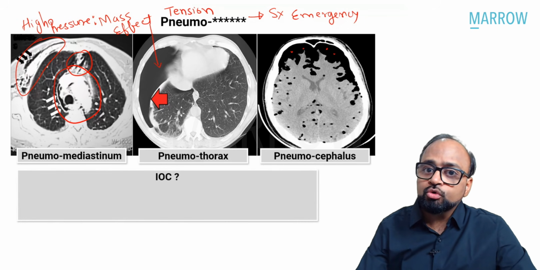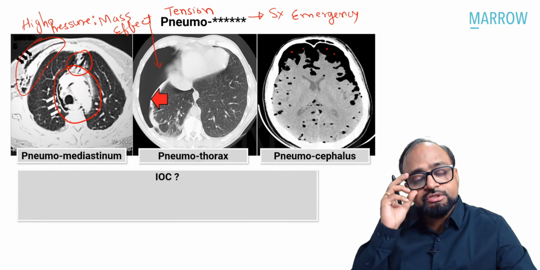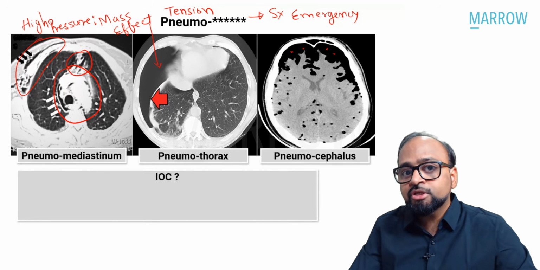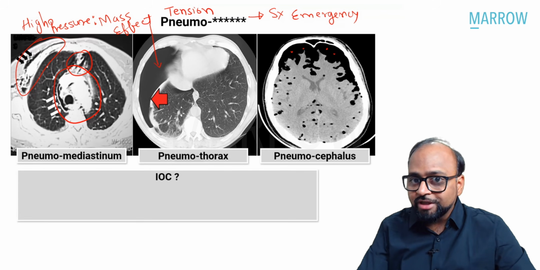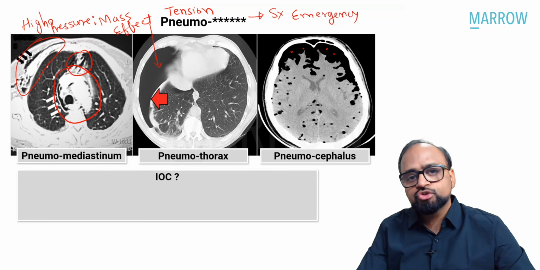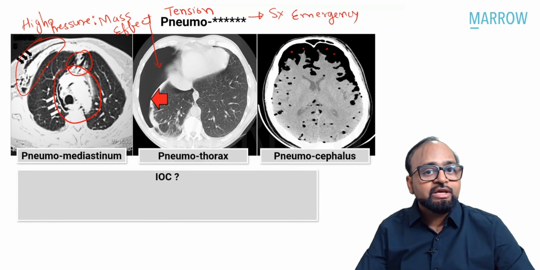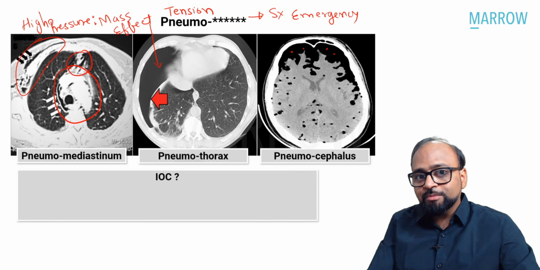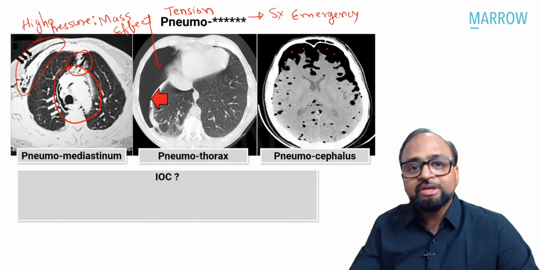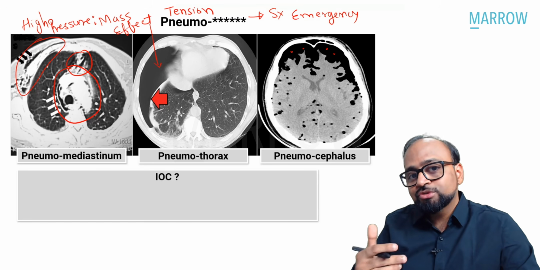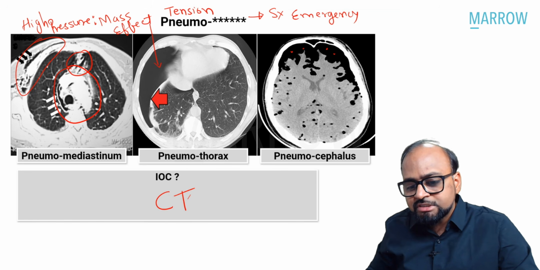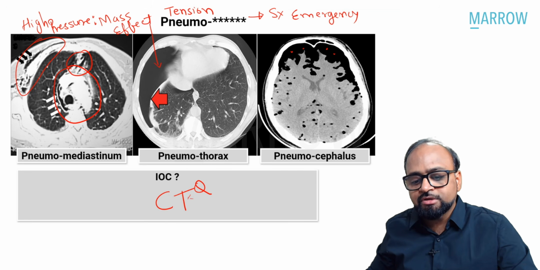If they ask you what could be the investigation of choice for any of these conditions where you find abnormal air within a particular space, remember the concept: fluid is friend of ultrasound. Wherever in the body you want to detect fluid, the investigation of choice will be ultrasound, like pleural effusion, pericardial effusion, fluid within the peritoneal cavity. But air is enemy of ultrasound. Wherever you want to detect air in the body, ultrasound won't work. So use the next best investigation, and it is always going to be a CT scan.